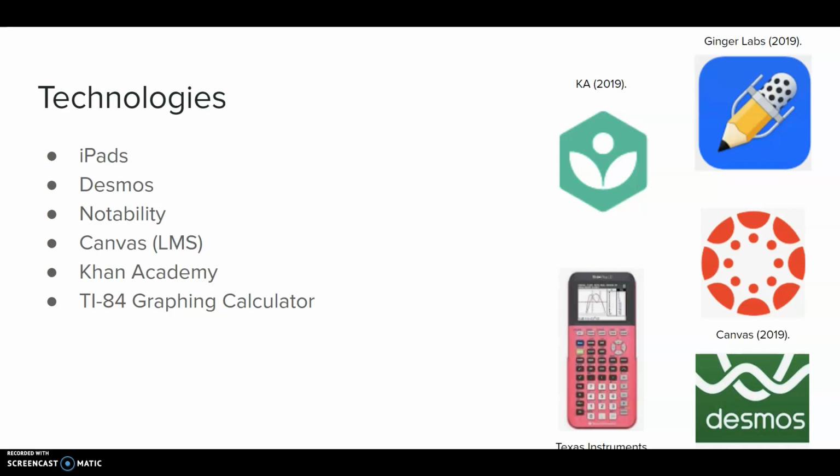Notability is a great app for students to take notes, as well as the teacher to take notes and give to the students as well. Canvas is going to be our main form of communication for the students to communicate with the teacher, or to take their summaries throughout the day. This is something that they will be using pretty much every single day. Khan Academy, great website if you have not used it. Plenty of examples, plenty of videos.